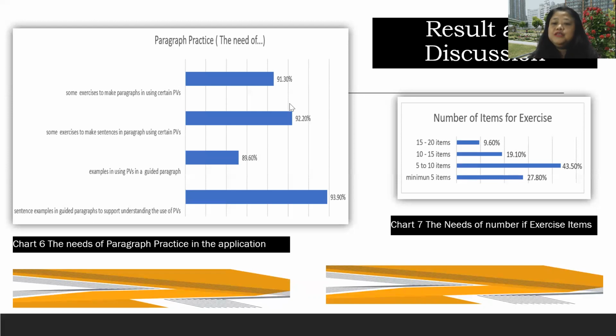Ladies and gentlemen, we got a very good question. It's very interesting that they asked how many questions there should be in each exercise. Most of them answered like 5 to 10. They don't want more, but they don't want too few as well. So what they chose, with 43.50%, is 5 to 10 items.